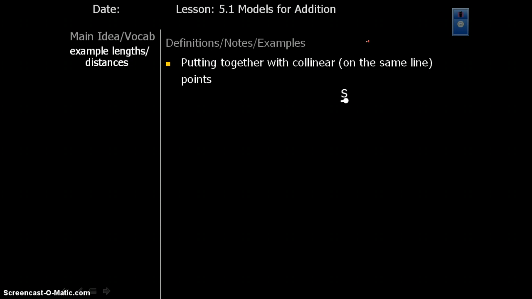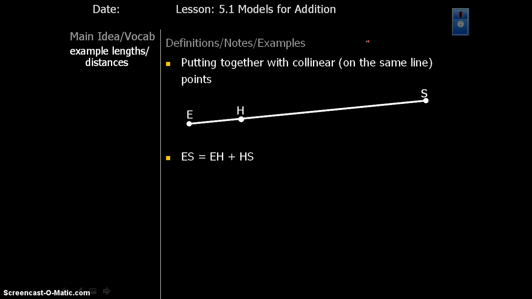Here's an example of putting together with lengths or distances. For this, we're going to be dealing with collinear points. You'll remember from our Chapter 4 dictionary that this means points that lie on the same line. So here we go. We've got 3 points that are collinear, E, H, and S. Essentially, I can know that the distance ES from E to S is equal to the 2 smaller distances here, E to H, and then H to S.